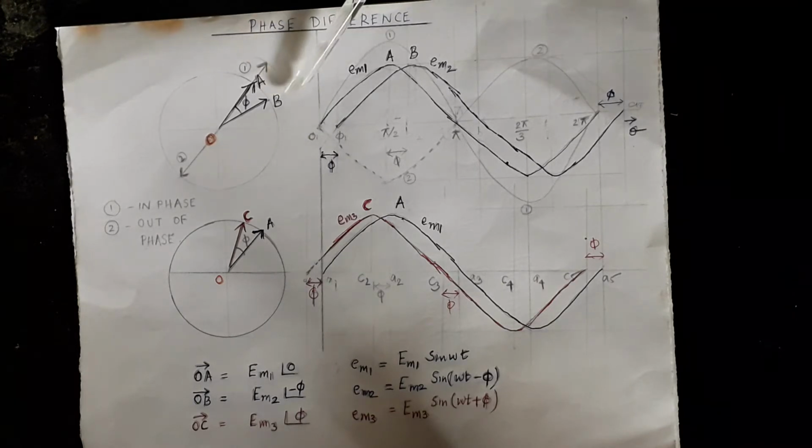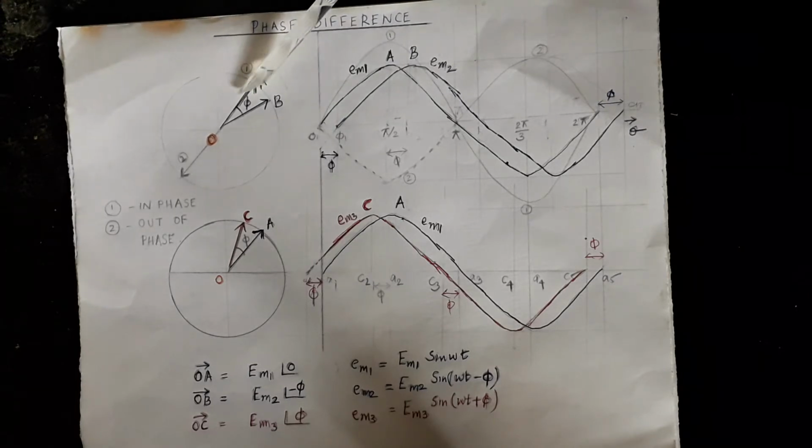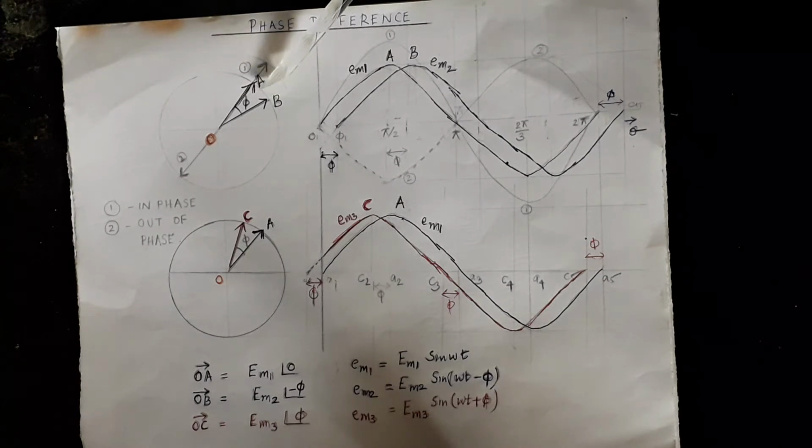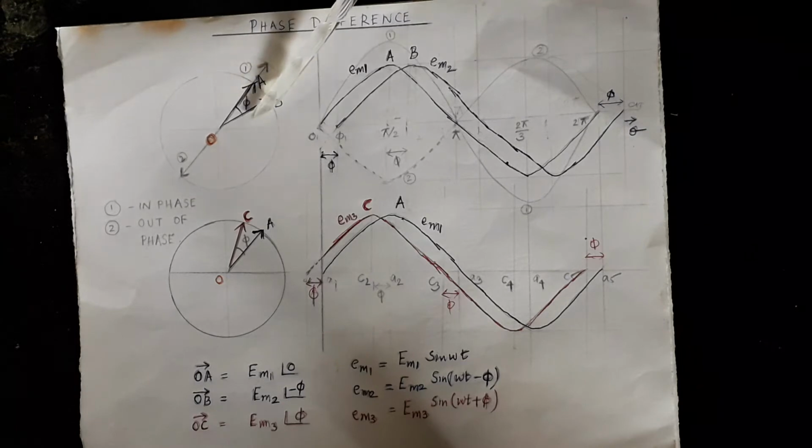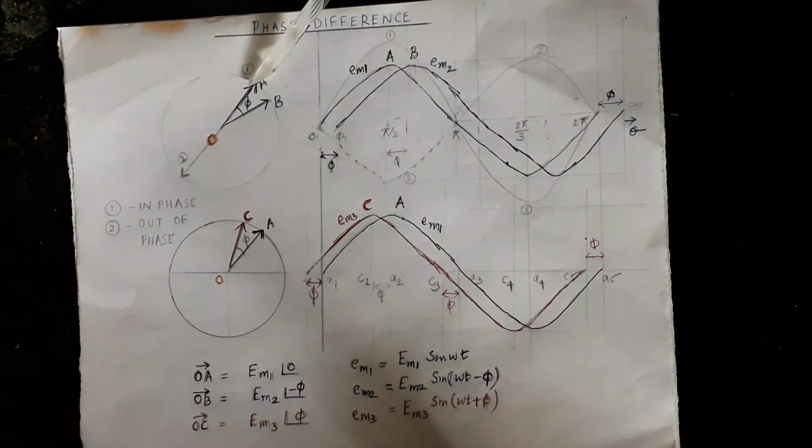In the phasor diagram you can see OA here and OB here. How can you say that OA is moving ahead or OB is moving behind? Phasors, by concept, are considered to rotate in the counterclockwise direction. So from the diagram you can say OA is going ahead of OB by an angle phi radians. So these two quantities are represented by these two phasors.